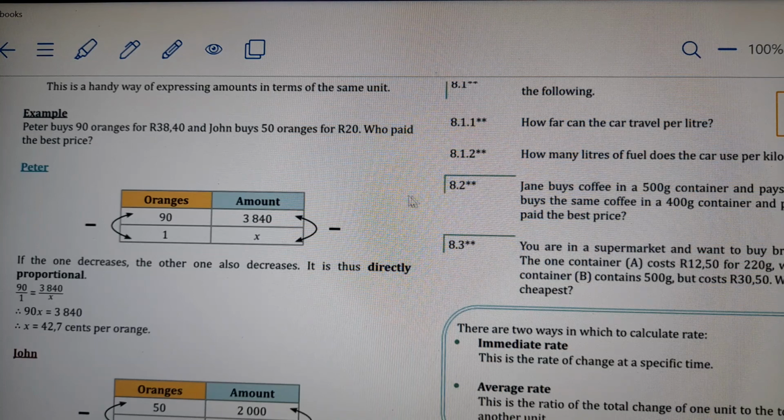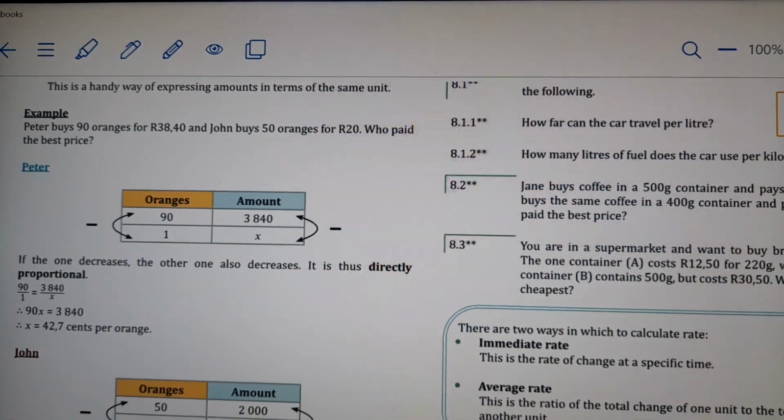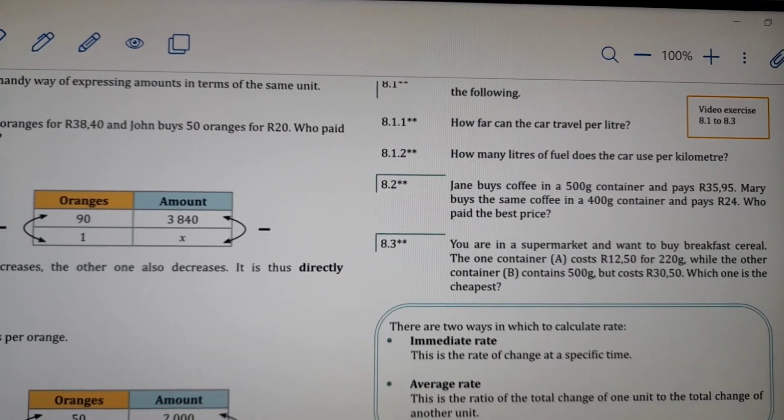If you look at question 8.2 and question 8.3, you have to compare the statements. So please do 8.2 and 8.3 in your textbook, page 149. Remember, you will do 8.11, 8.12, 8.2, and 8.3. That is part of the revision, but now we have added rate comparison.